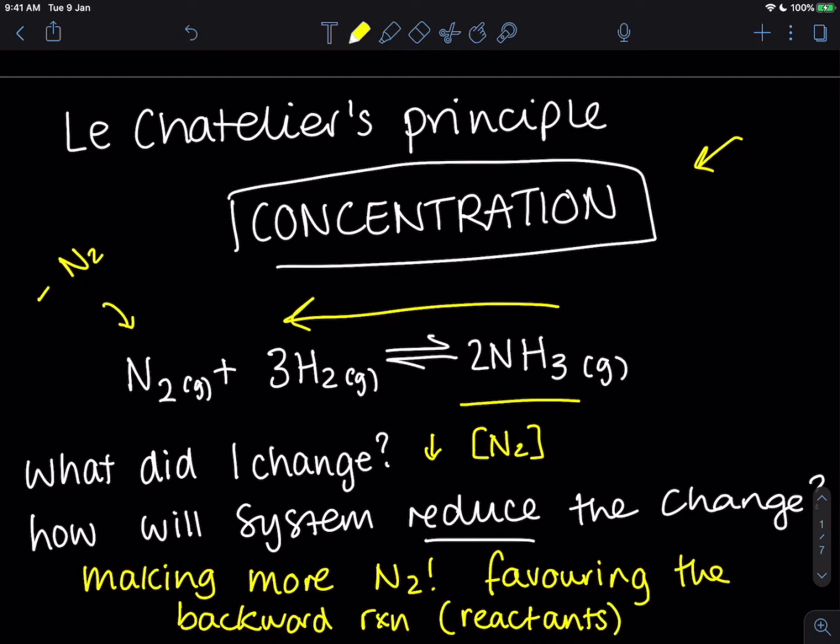Same idea happens if I added some NH3. The system would work to reduce that NH3 because they've added some. It doesn't want that extra. It's going to remove it, and it's going to do that by going in the backwards direction and using up some of that NH3 to make N2 and H2.